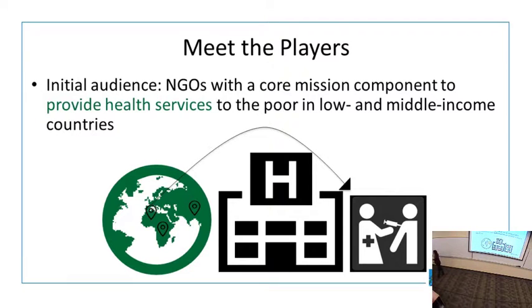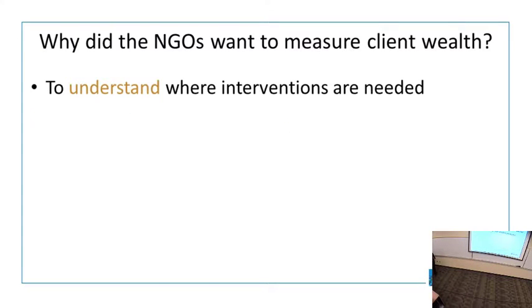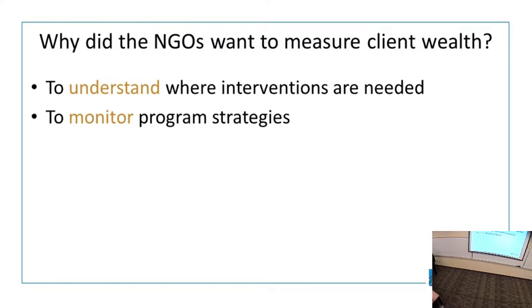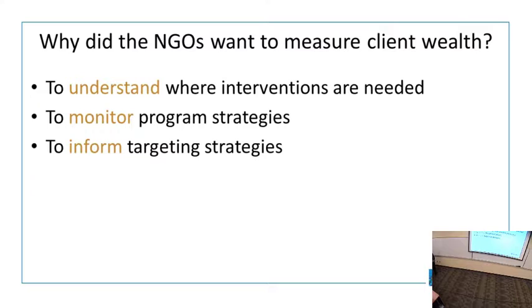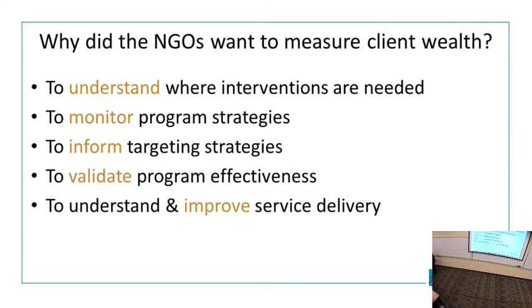They all had a core component that they wanted to provide health services to the poor in low and middle income countries. And they wanted to do this because they want to understand where interventions are needed. They want to be able to monitor their program strategies. They want to inform their targeting strategies, such as if they're going to use a voucher, how should they be using those sorts of strategies? They wanted to be able to demonstrate with data that they were effective to their clients coming in for services, to their program leadership, to their donors. And they wanted to be able to understand and improve service delivery.